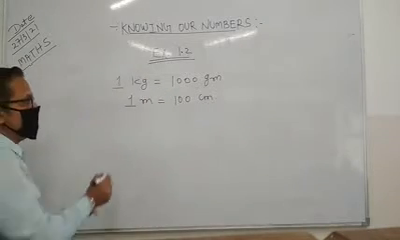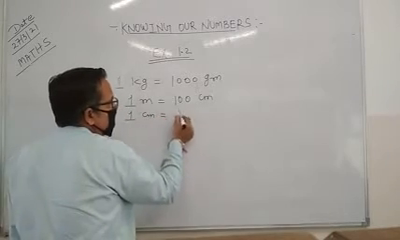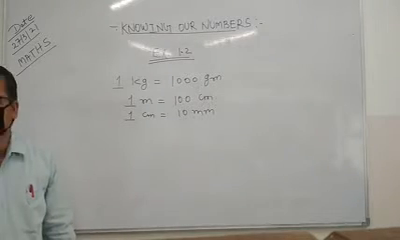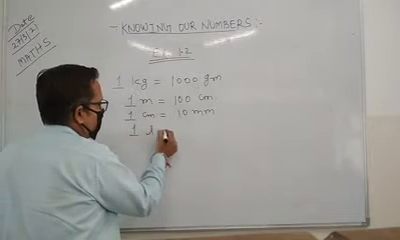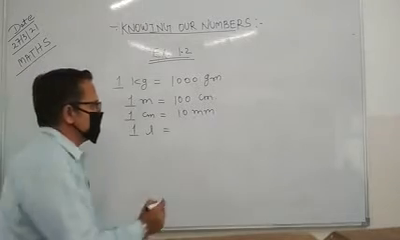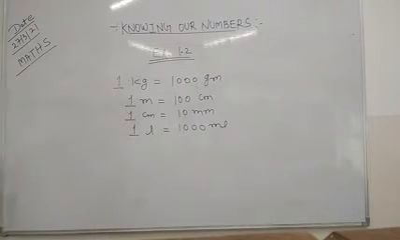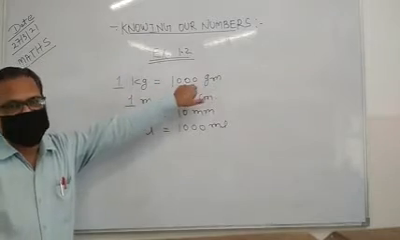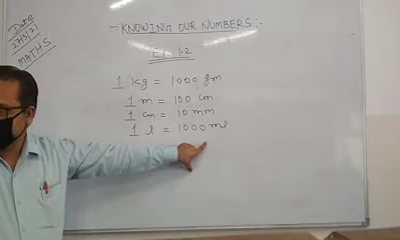In 1 centimeter, how many millimeters are there? Not 100, it is 10 millimeters. In 1 centimeter, we have got 10 millimeters. Apart from that, in 1 liter, how many milliliters are there? It is 1000 ml. That means these are the conversions you have already learned in your previous classes. 1 kilogram equals 1000 grams, 1 meter equals 100 centimeters, 1 centimeter equals 10 millimeters, and 1 liter equals 1000 milliliters.